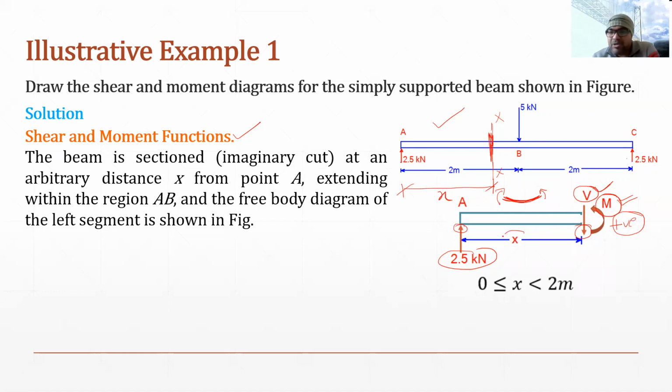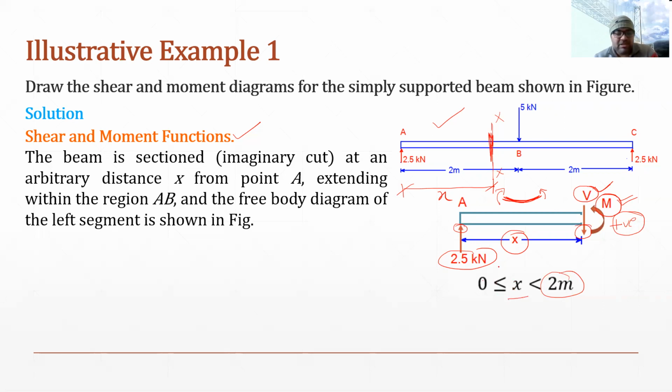In most of our problems, we will be following the same process. Then the limit of x, as we are taking the segment AB: the length of segment AB is 2 meter. So the value of x will be more than 0 and less than 2 meter. So x can vary between 0 to 2 meter. That is the limit of x.